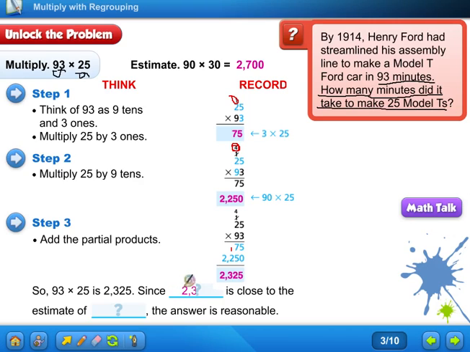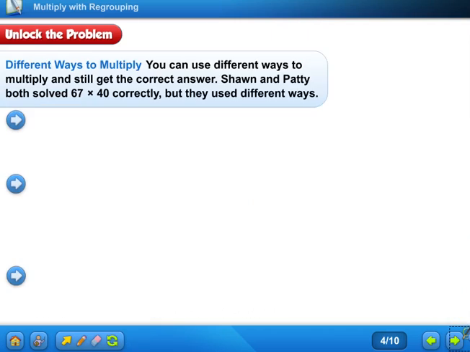Since 2,325 is close to the estimate of 2,700, your answer is reasonable. Remember, I told you guys the bigger the numbers start to get, the farther apart your estimate and your answer will be. All right. Let's go to the next one.